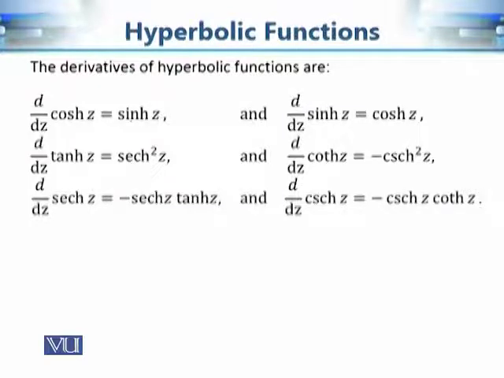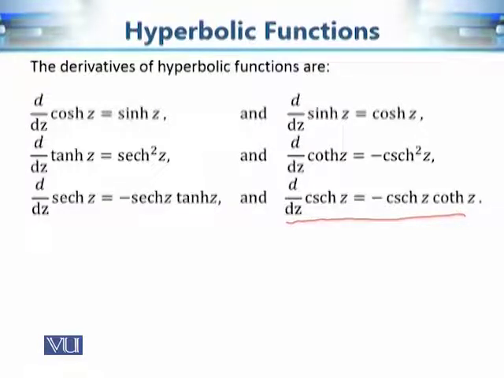And similarly, on the screen you can see other derivative formulas. d by dz of sine hyperbolic z is cosine hyperbolic z. Derivative of tangent hyperbolic z is equal to secant hyperbolic square z, and derivative of cotangent hyperbolic z is equal to minus cosecant hyperbolic square z, and the derivative of secant hyperbolic z is minus secant hyperbolic z tangent hyperbolic z, and the derivative of cosecant hyperbolic z is equal to minus cosecant hyperbolic z cotangent hyperbolic z. So that's how we calculate the derivatives.